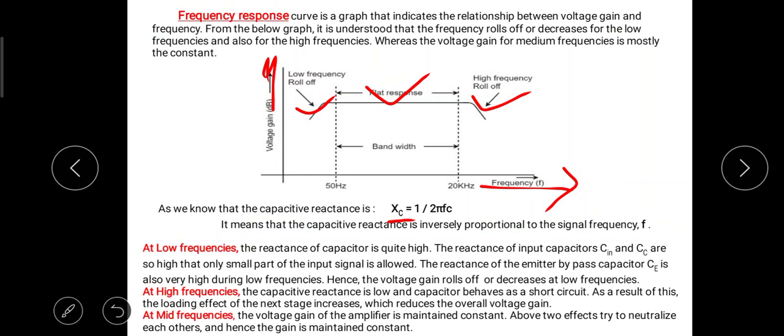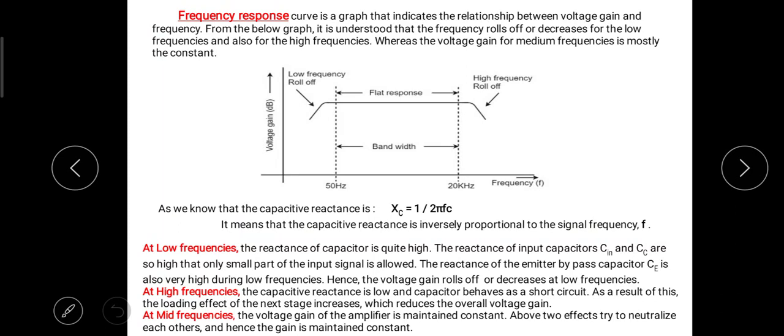At high frequencies, the capacitive reactance is low and the capacitor behaves as a short circuit. Short circuit means having zero resistance. As a result, the loading effect of the next stage increases, which reduces the overall voltage gain of the circuit.